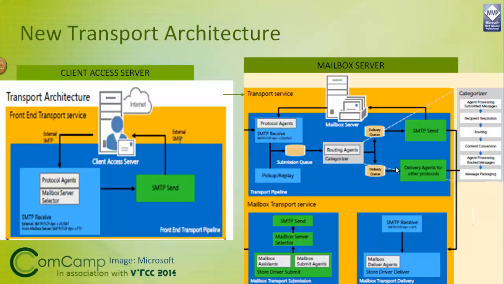So as you can see, there are three transport services showing up on this screen. The first is the front end transport service. The client access server has this front end transport service. So the client access server can send and receive emails from the internet using the front end transport service, which resides on the client access server.